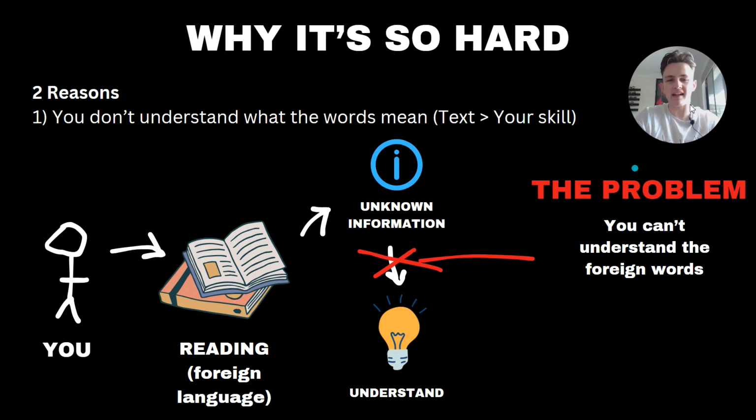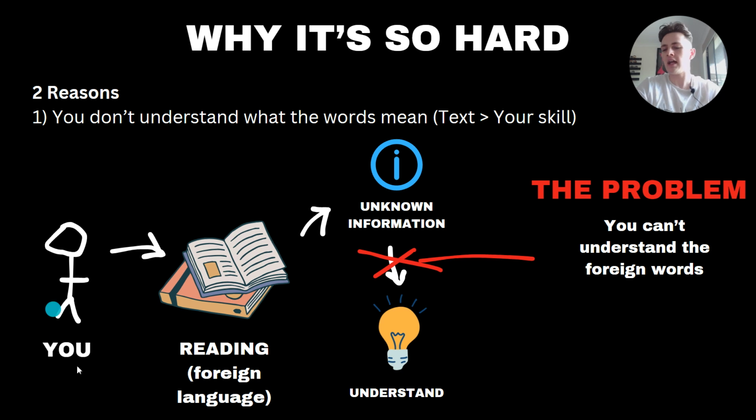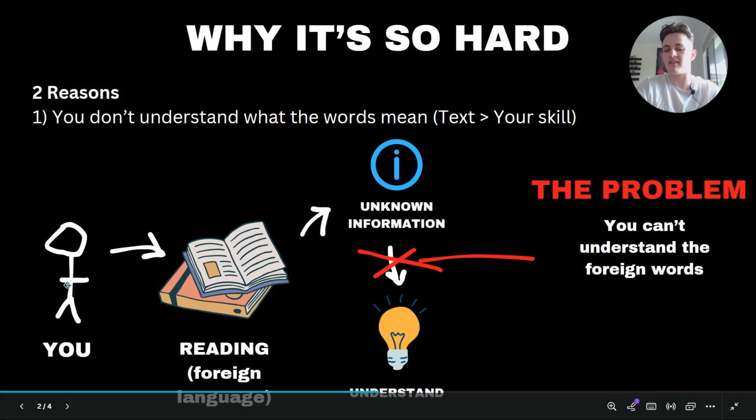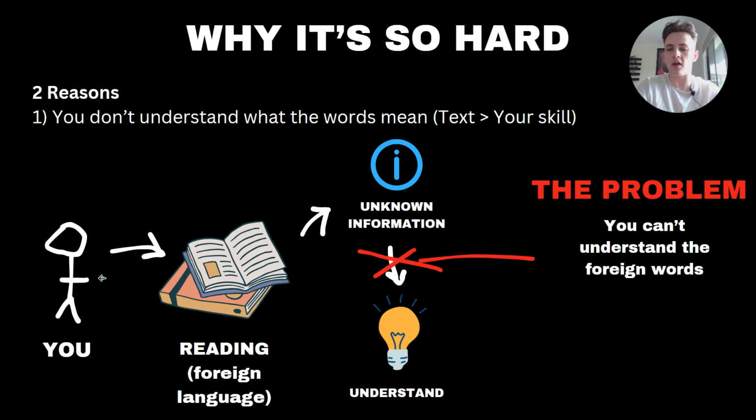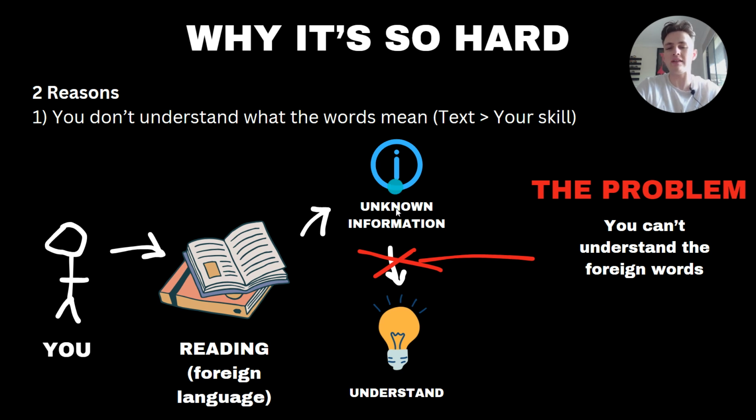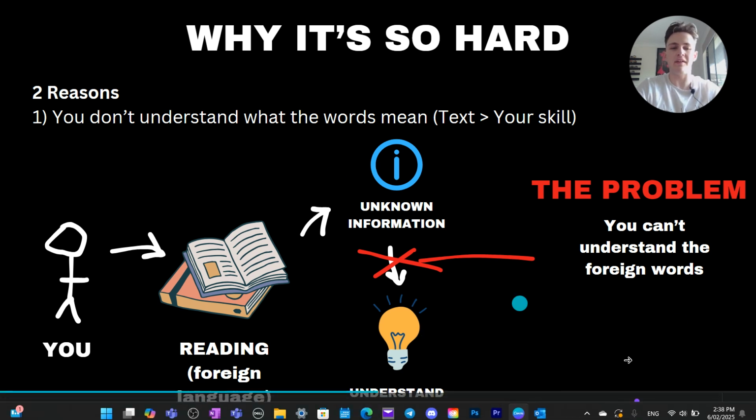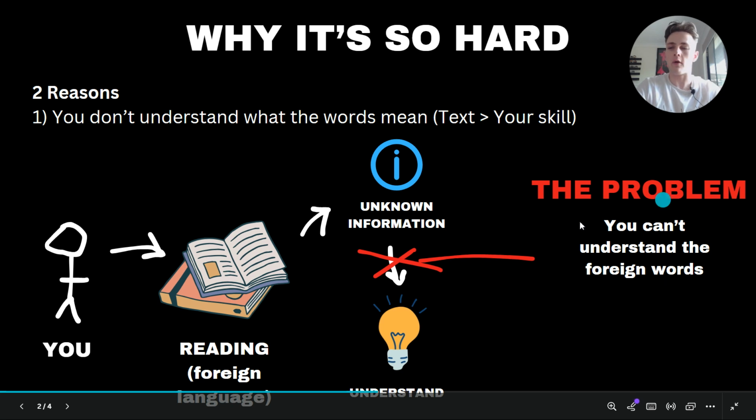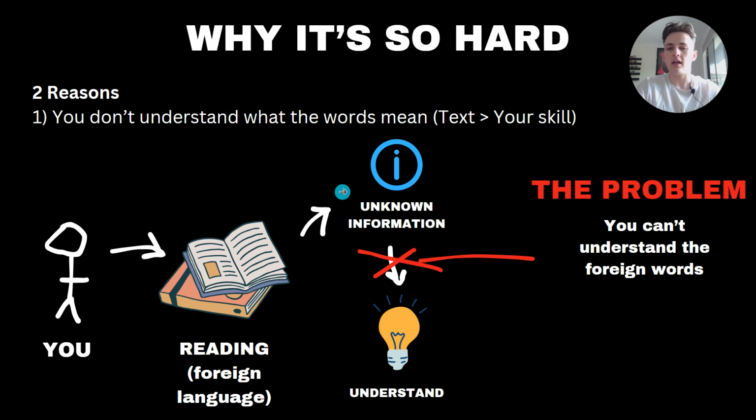So there are basically two reasons why reading is hard. Here's you. I've put it in a graph because I can explain things with words, and then there's also a picture, so it kind of hits every single learning type. Here's you at the moment. Here's you reading in a foreign language. You're encountering information you don't understand. You need to understand the information, and the problem is that you can't understand what's going on. So it's something that's actually blocking between the unknown information and your understanding. This is the problem. You can't understand foreign words.